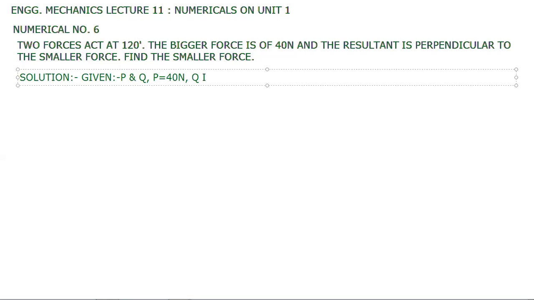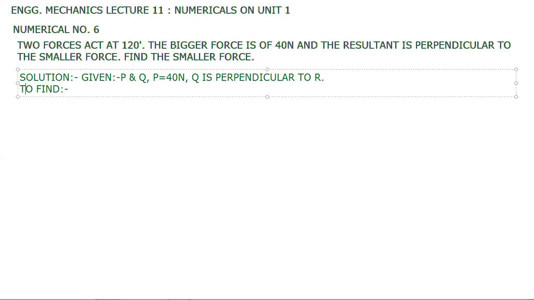So Q is perpendicular to R, where R is nothing but the resultant. After writing the given, you have to write the to-find, meaning which thing you have to find. You have to find the smaller force, that is Q equal to how much.